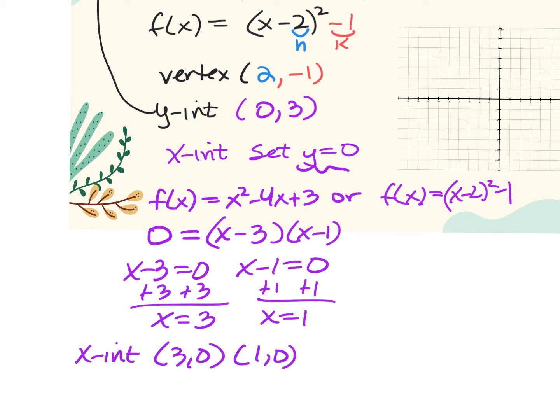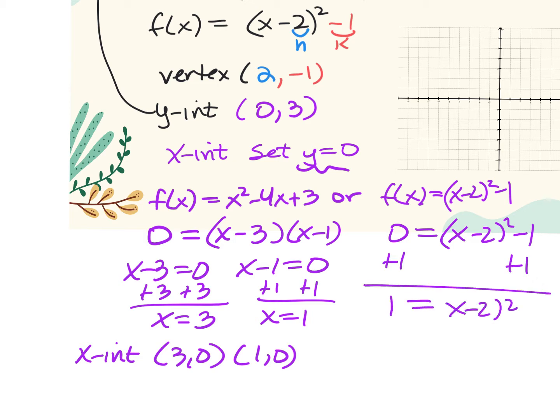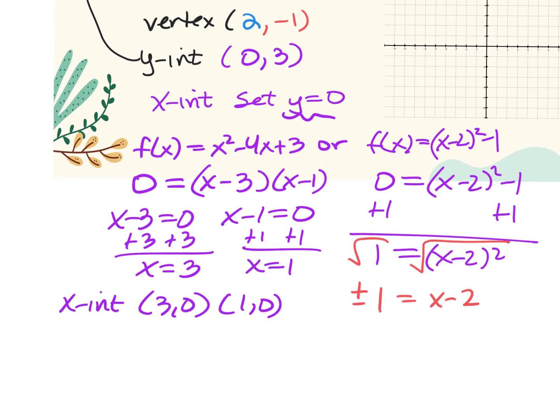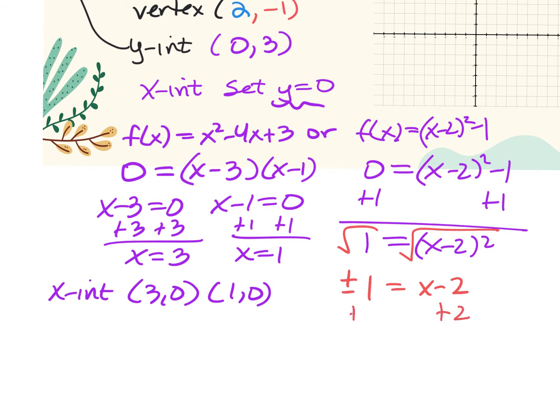Now, usually it's easier to use the vertex form, or what they call the standard form. Plug it in, do the square root method by adding 1. 1 equals x minus 2 squared. Square root both sides. I get plus and minus 1 is equal to x minus 2. Add the 2. 2 plus and minus 1 equals x.